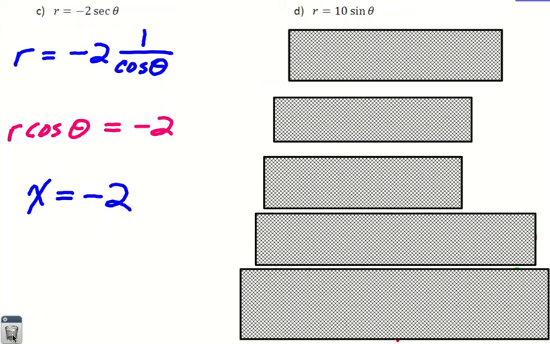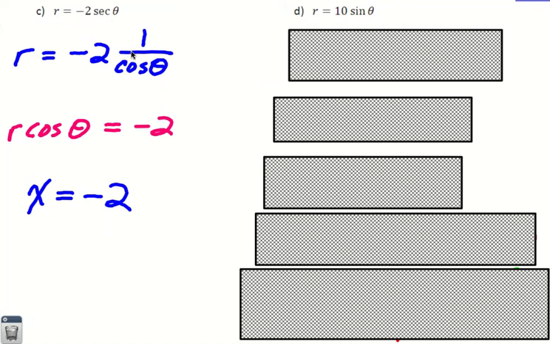Now, compare that with example D. Check this out. Again, I don't think it'd be a good idea to square both sides. I know we would have an r squared on the left, and that would be a good thing, but we would have 100 sine squared on the other side, and I don't know what we would do with that. So squaring both sides is not a horrible idea, but I don't think that would be the best way to go at all.